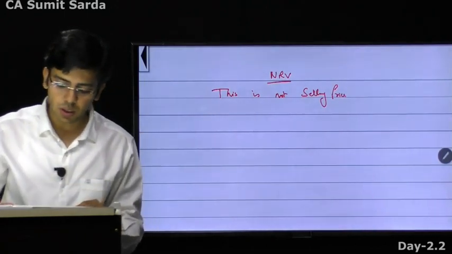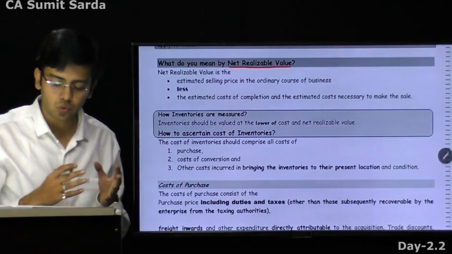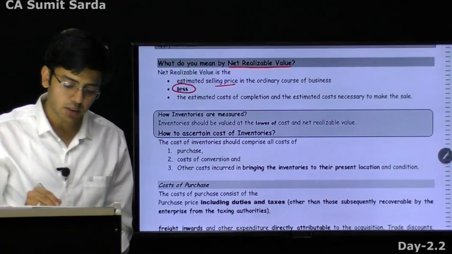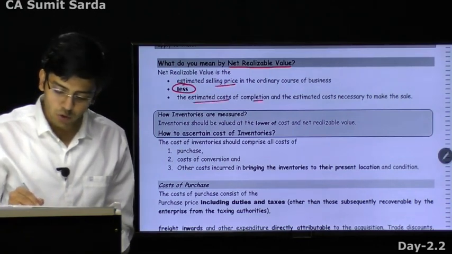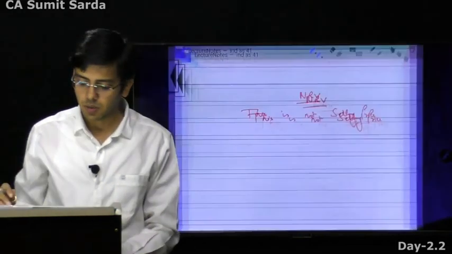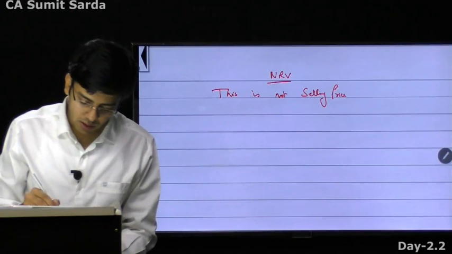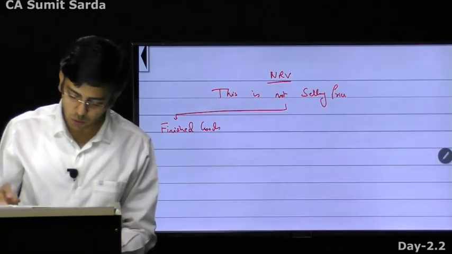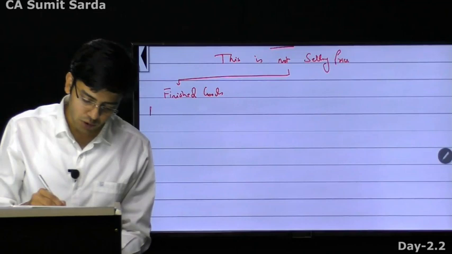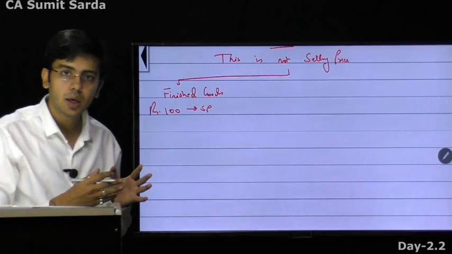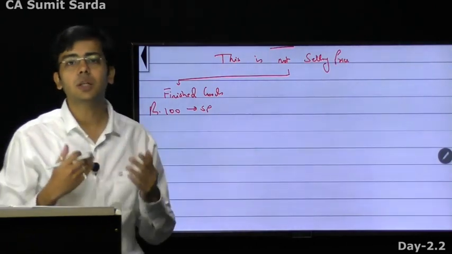What is written in AS 2 is that it is the estimated selling price in the ordinary course of business less the estimated cost of completion or estimated cost necessary to make the sale. So, if I talk about finished goods, suppose that I am going to sell this finished good at rupees 100. This is considered to be the selling price, but I don't consider it to be net realizable value. How do I find the net realizable value?